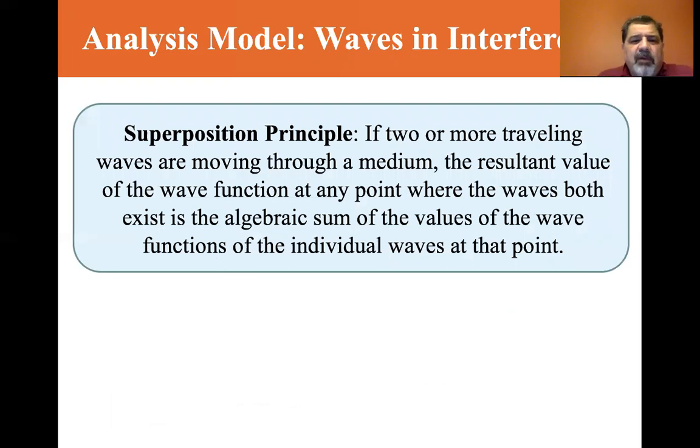If two or more traveling waves are moving through a medium, the resultant value of the wave function at any point where the waves both exist is the algebraic sum of the values of the wave functions of the individual waves at that point. So what is that saying?